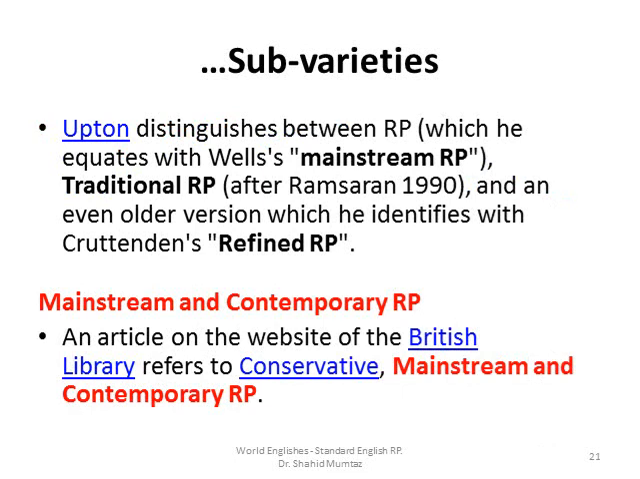Upton distinguishes between RP, which he equates with Wells' mainstream RP, the traditional RP of Ramsaran, and an even older version which he identifies with Cruttenden's refined RP. So, an article on the website of the British Library refers to three varieties: conservative, mainstream, and contemporary RP.